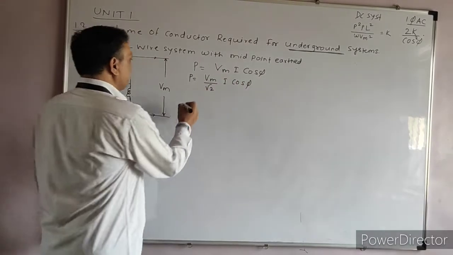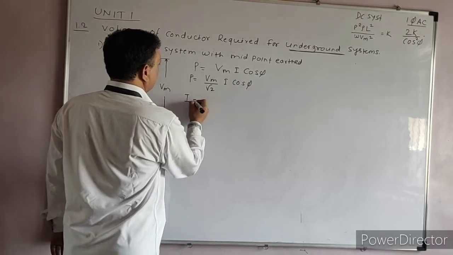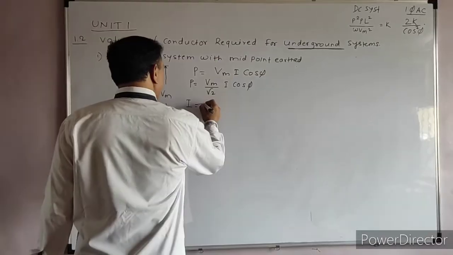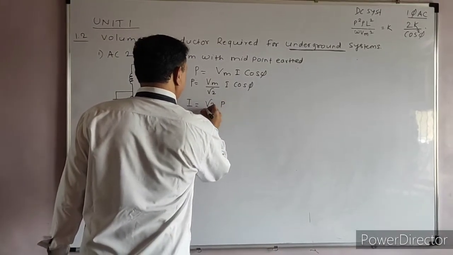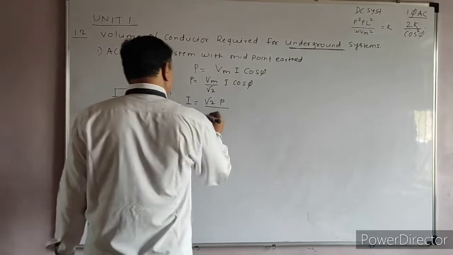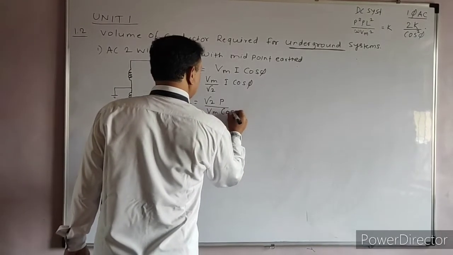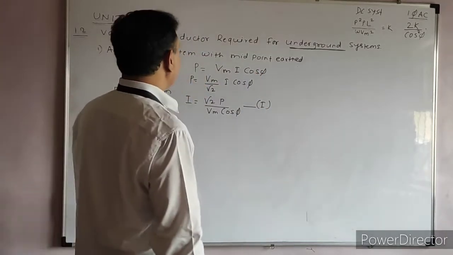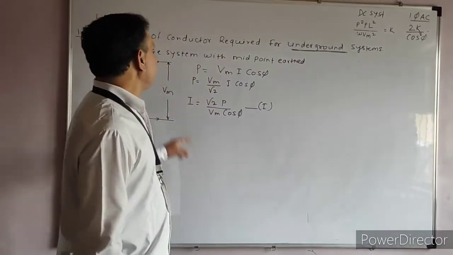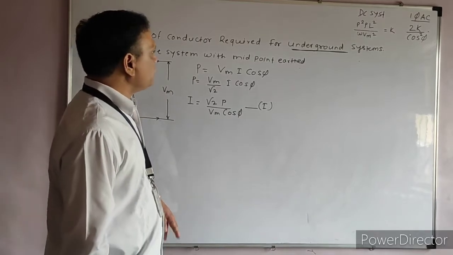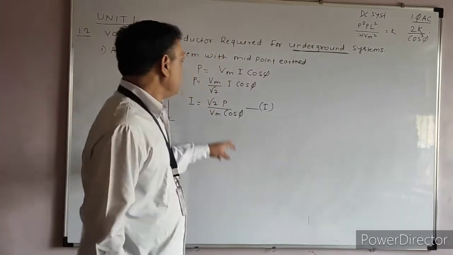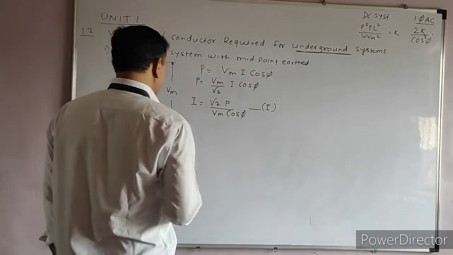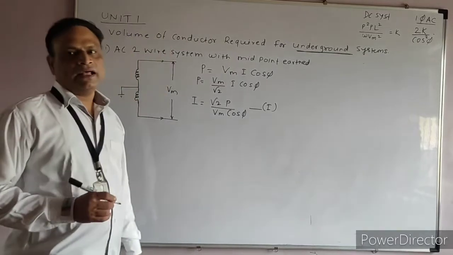So my next step is to calculate the value of I, that is the current, and if you calculate the value of current, it is root 2 P upon Vm cos φ. Now this will be my first step. So the value of current in case of single phase AC with midpoint earth, and the system is underground, is root 2 P upon Vm cos φ. Now what is my next step? My next step is to calculate the line loss.